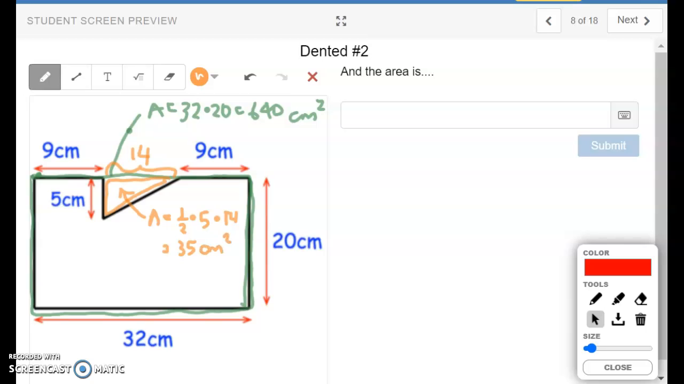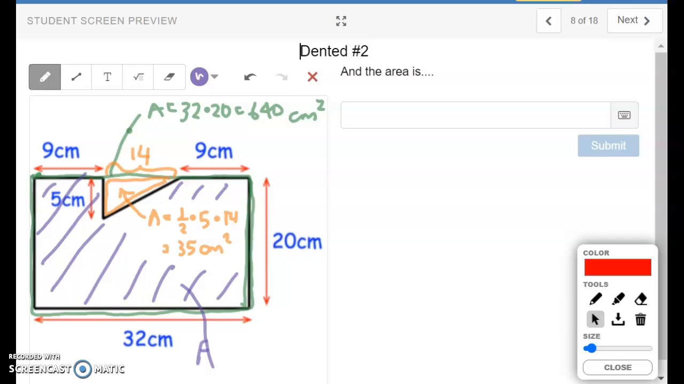So now to figure out the area of this complicated shape, we know that the area is going to be the area of the rectangle, which was 640, minus the triangle, 35, and that should be 615 centimeters squared.